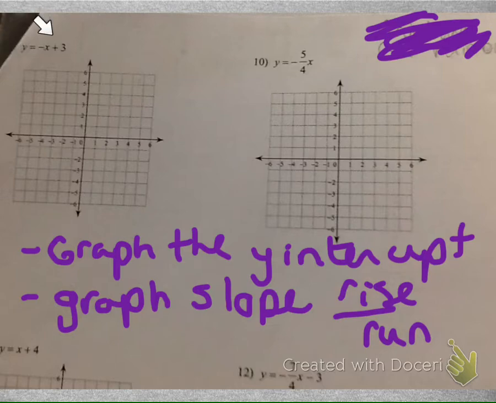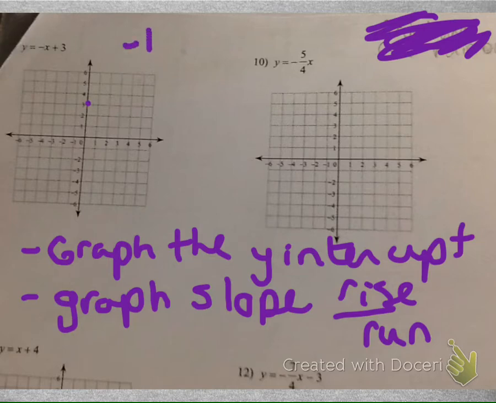Okay, let's take a look at this equation. Negative x plus 3. What's the y-intercept? Hopefully you said that it's 3. So if I graph this, I'm going to go 0, 3, and I'm going to put a point right here at 3. There's my point. Now from this point, I do step 2. I graph the slope, rise and run. I have to start from here. So the slope is -1.